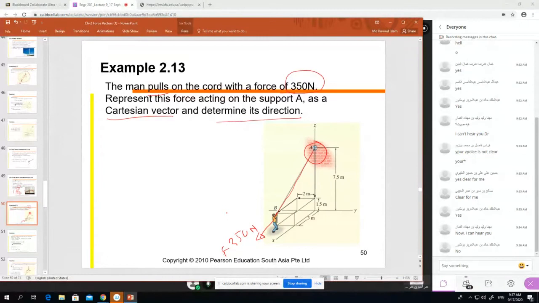Now what have we learned so far? Cartesian vector. We learned vector F equal to force into unit vector, and unit vector equal to vector R divided by absolute value R. Now to calculate R, we need to know the coordinates of A and B. So tell me, what is the coordinate of A? Tell me first. Please start telling. Tell me what is the coordinate of point A?